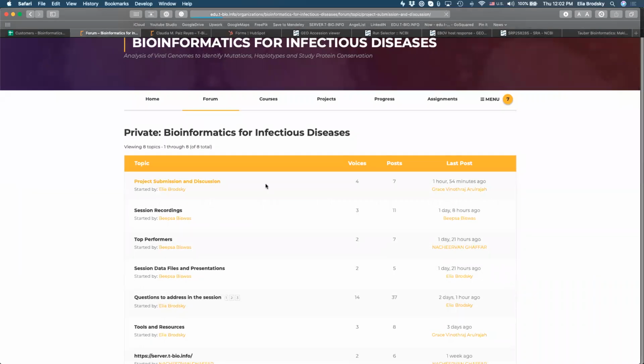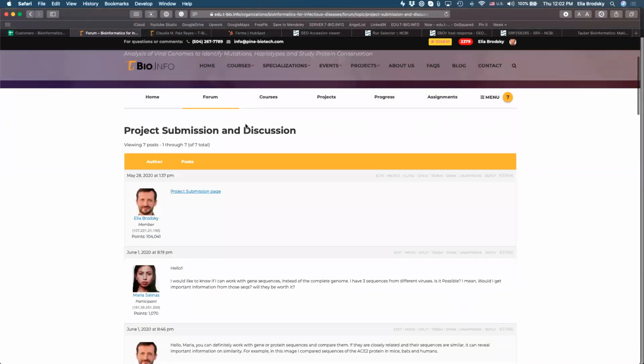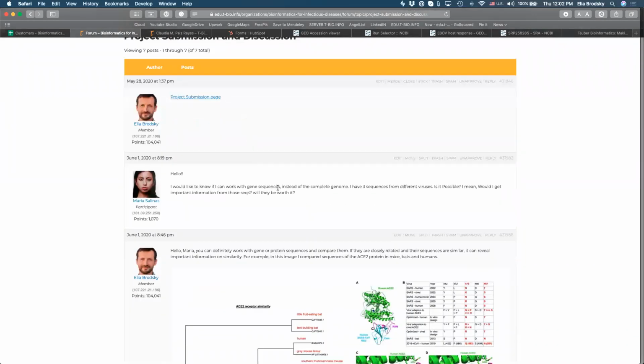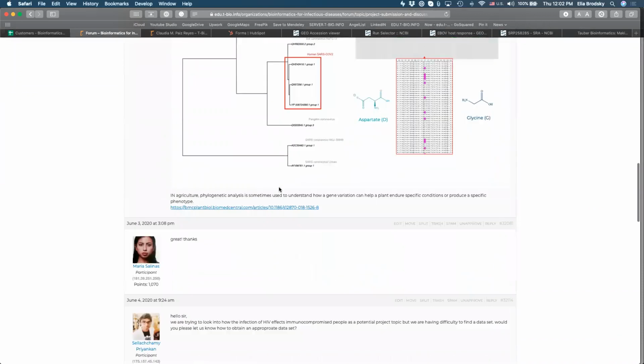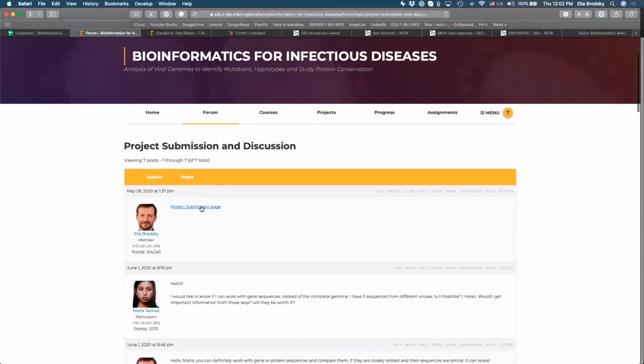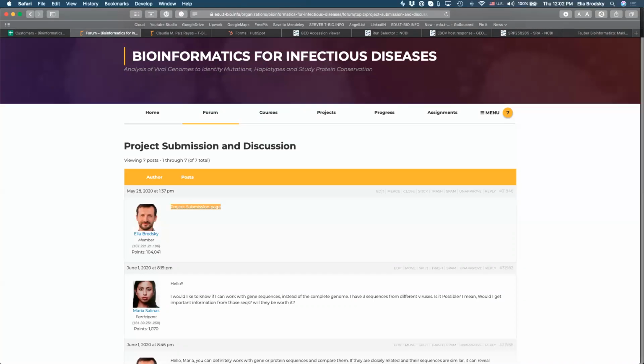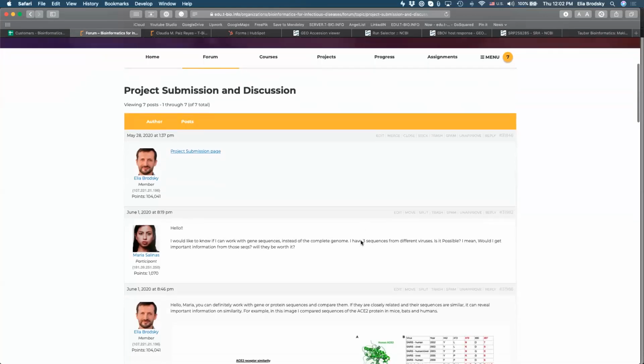Okay, so if you go right here, project submission and discussion. And by the way, if you want to post that you would like to work with somebody else, you can also post that here. Okay, so here, project submission page, you click right here. And this is, as a member of this program, you should have access to this page. Well, you'll see the form and be able to submit that form to us.